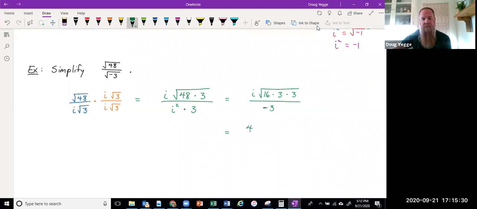So now if we take a look at the simplification of the radicand, the square root of 16 is 4. 3 times 3 gives me 9, so the square root of 9 is 3, times the extra i, divided by negative 3. And now we want to take a look at this and recognize that this becomes, by canceling out a 3, negative 4i.